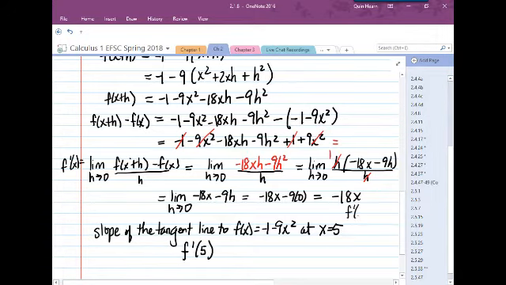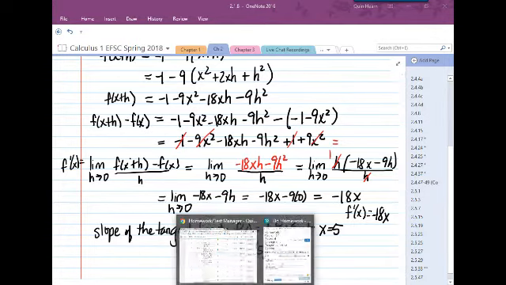So we found that f prime of x is just -18x. That's the formula for the slope. So if I plug in 5, I get the slope at 5. So that's going to be -18 times 5, which is going to be what, -90?